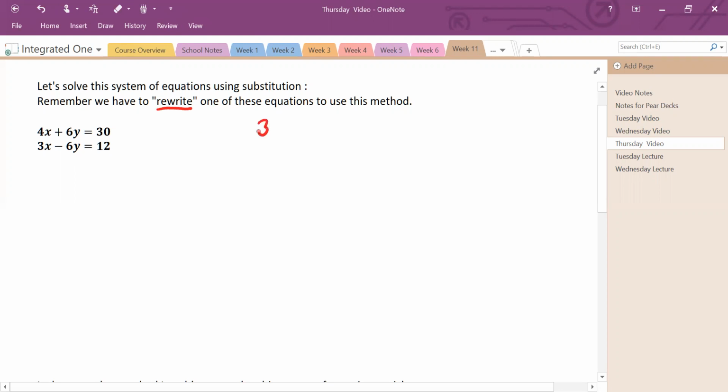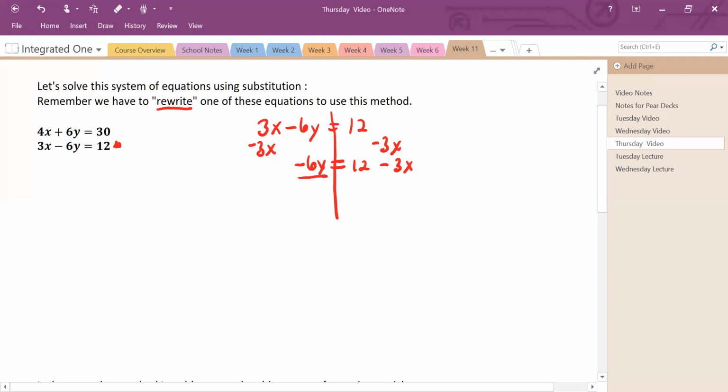So let's take 3x minus 6y is equal to 12. I'm just taking this bottom equation right here, and I'm going to rewrite it into y equals form. So I'm going to subtract 3x from both sides of the equal sign. And I get negative 6y is equal to 12 minus 3x.